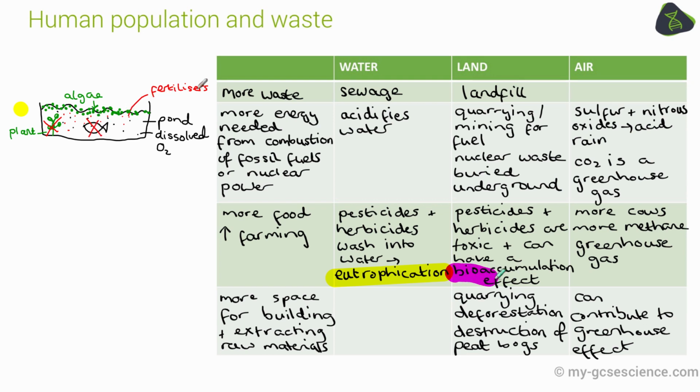Now, the other big word that I've used so far is bioaccumulation. Accumulation is a word that means something building up, and bio is to do with life. So something building up in life forms, and that something is a toxic chemical like a pesticide or a herbicide.